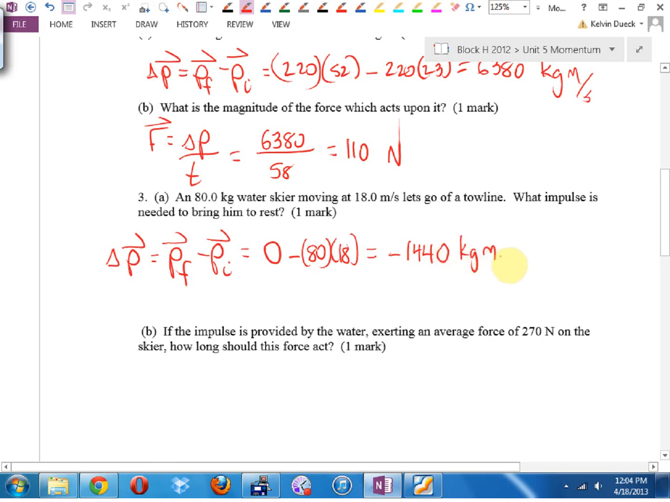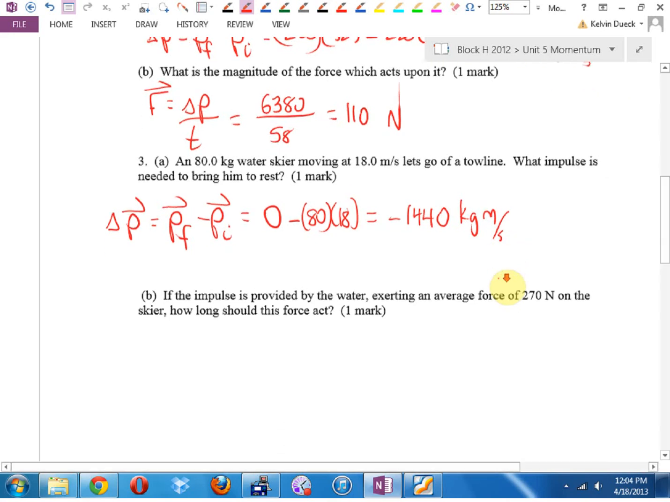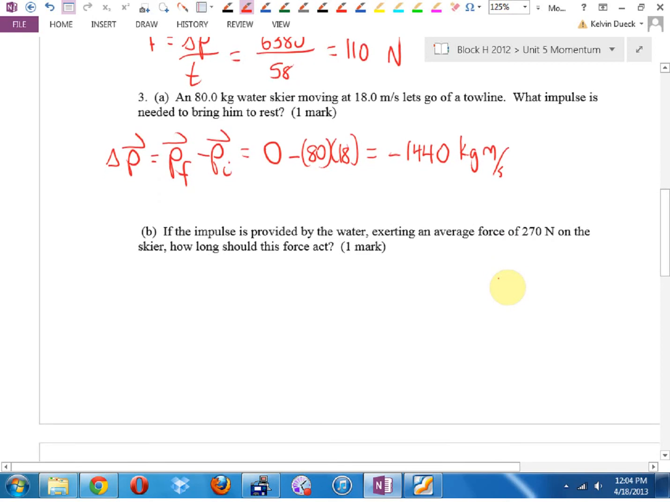Kilogram meters per second. Now I'm going to be fussy. If you don't have the negative, I will take a half mark off, because when it asks what impulse, he needs to lose 1,440 kilogram meters per second before he can come to a stop. B, if the impulse is provided by the water, which exerts an average force of 270 newtons on the skier, for how long should this force act? Ah, now they're asking me to find time. I think time ends up being the impulse divided by the force.